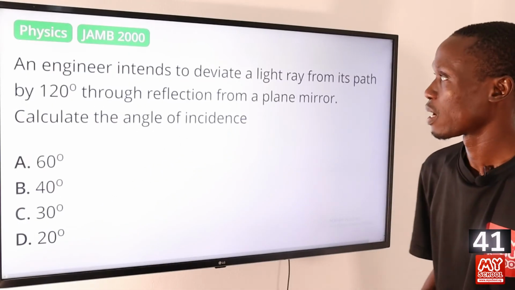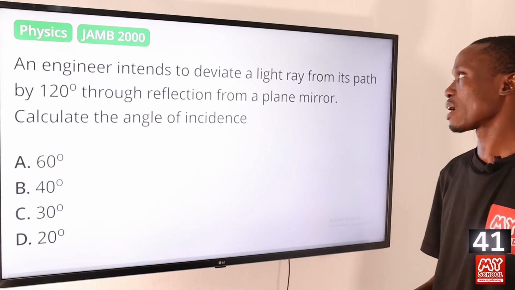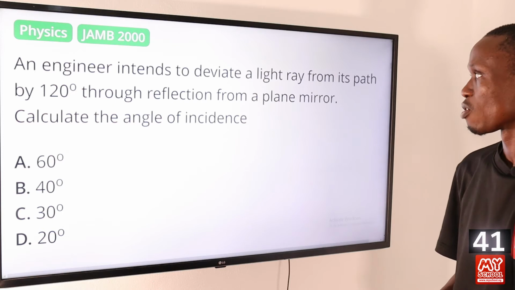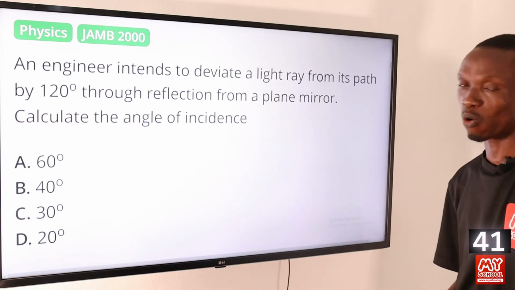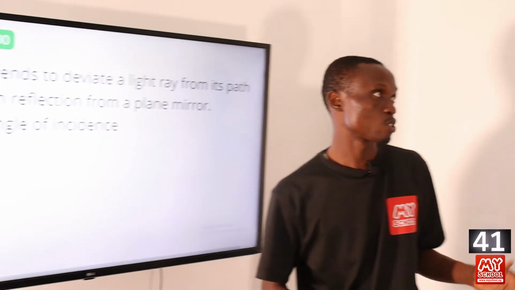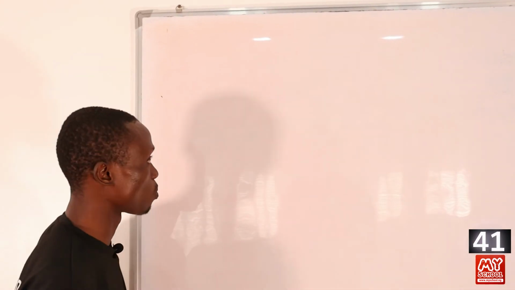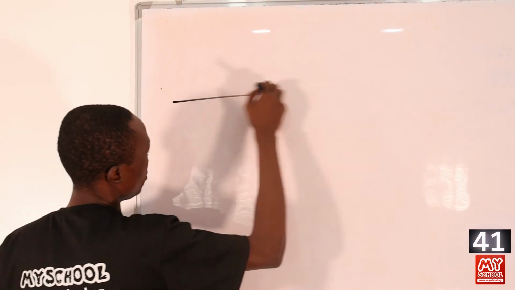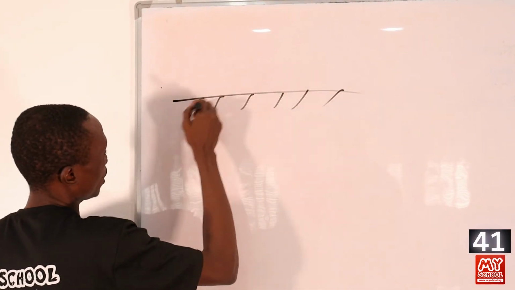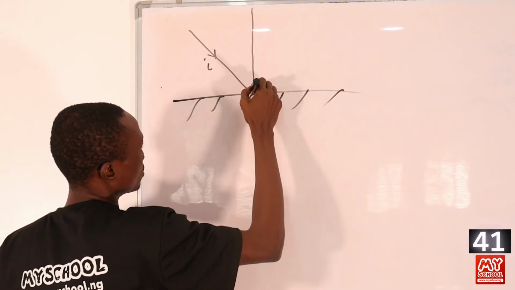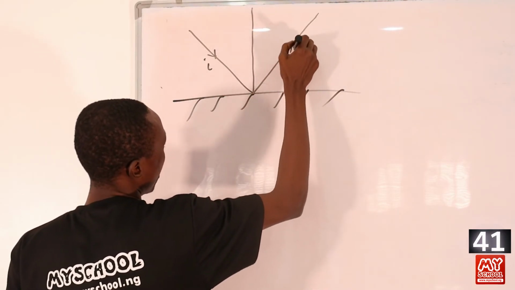Question 41. An engineer intends to deviate the light ray from its path by 120 degrees through reflection from a plane mirror. Calculate the angle of incidence. So let's move to the board to provide the answer. To solve this question, it's important that we make a little sketch of the plane mirror. So this is the plane mirror, this is the incident ray, this is the normal, and this is the reflected ray.